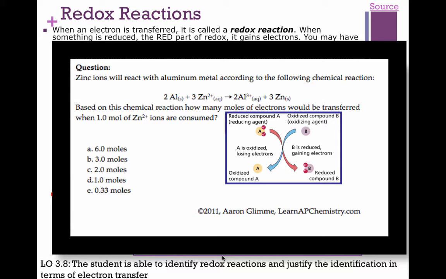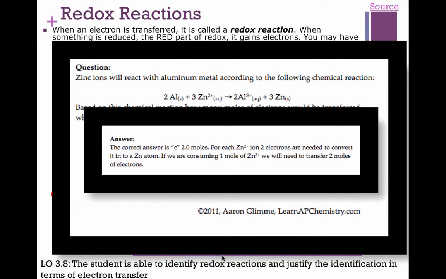That's how many you'd have to cancel out when you combine these. Well, you have 6 moles of electrons for 3 moles of zinc. We don't want it for 3, we want it for 1. So divide 6 by 3, that gives us 2.